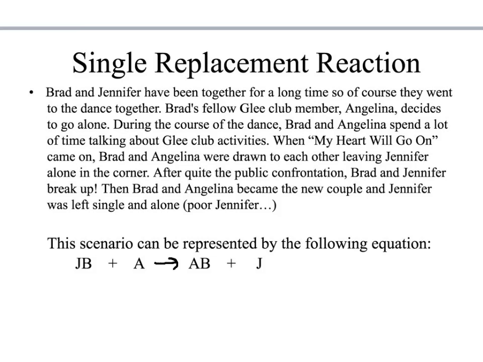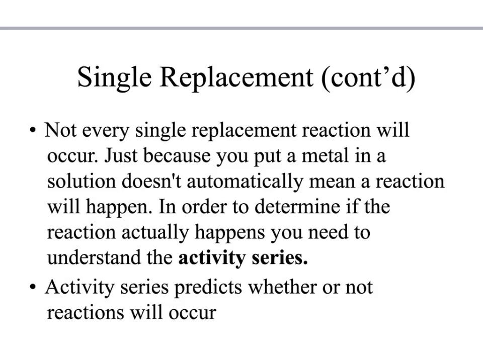Oftentimes it's a metal in a solution. A lot of times that metal will replace the cation in solution, and nonmetals can also replace nonmetals. A couple things to remember: not every single replacement reaction will occur. Just because you put a metal in a solution doesn't automatically mean a reaction will happen. In order to determine if the reaction actually happens, you need to understand the activity series. The activity series will predict whether or not reactions will occur.